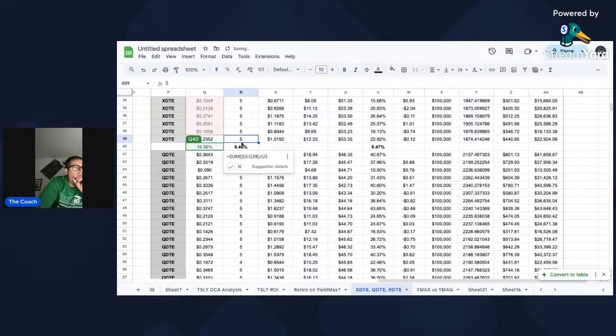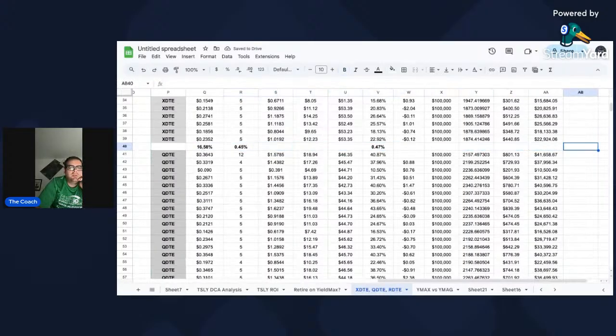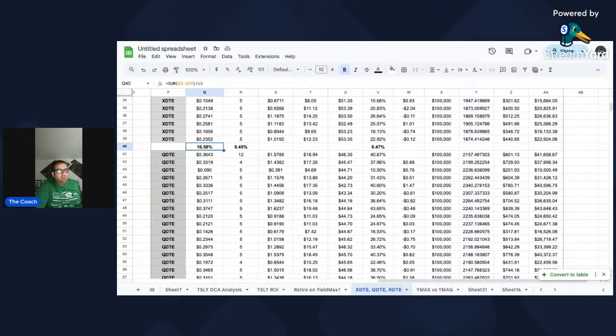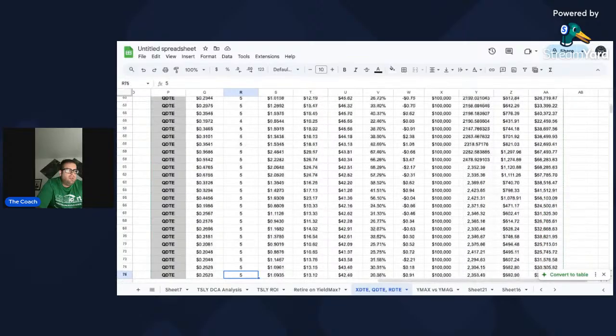Okay, 16.58%. And then we are at week number 37. So that's 0.5%. We dropped a little bit. So nowhere near what we're seeing with the YMAX and YMAG, where we're seeing like 1% a week. Oh, my little table went away. Look at that. Okay, so that is the verdict for XDTE. That's only a third of the three-pronged fund analysis here.